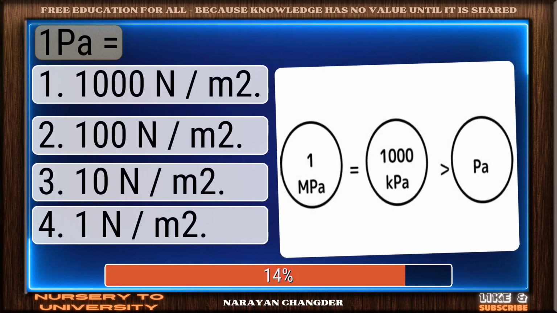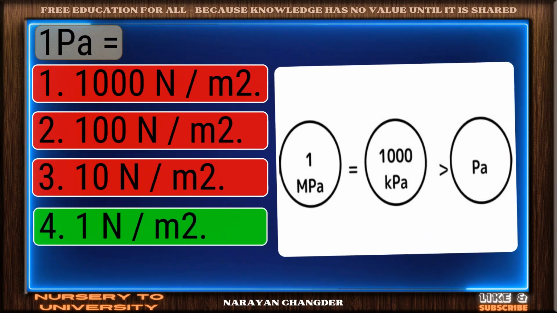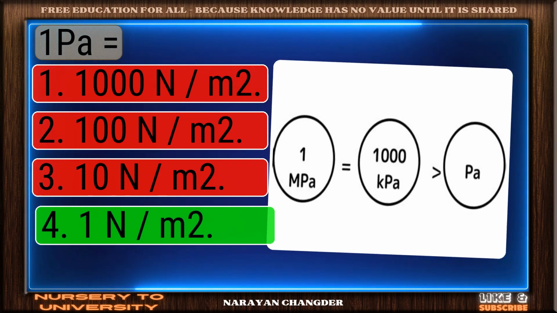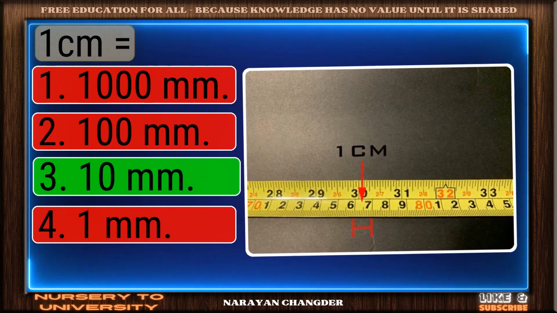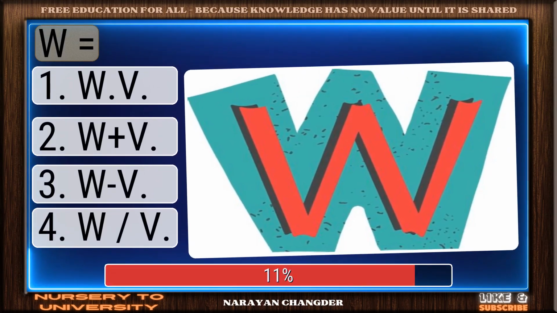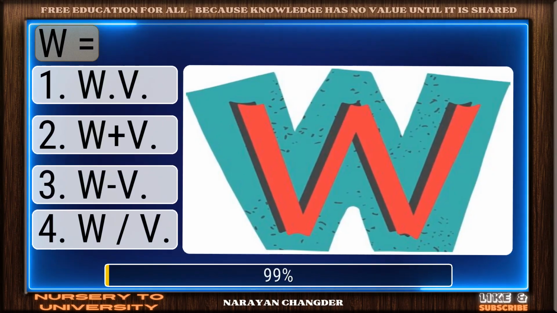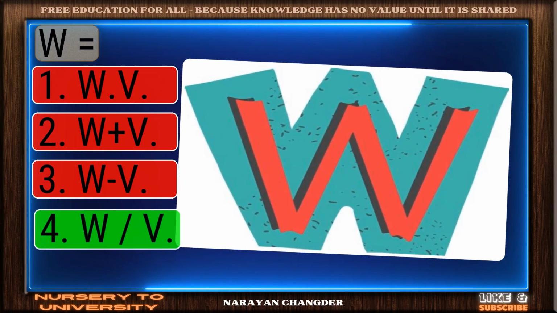Pascal equal to. Great job. 1 N/m² is the accurate answer. E equal to. Perfect. 10 MPa is the correct choice. W equal to. Smart pick. WV is the correct choice.